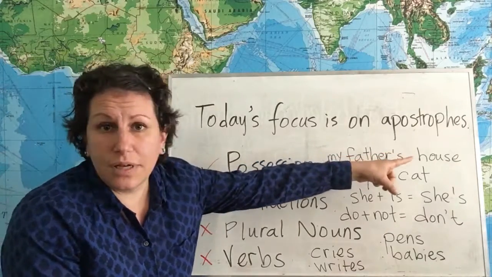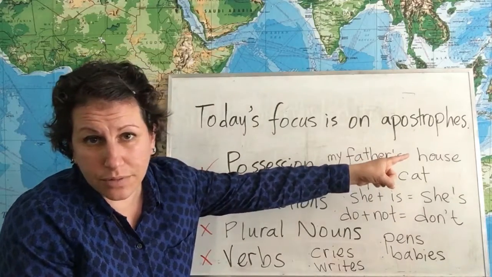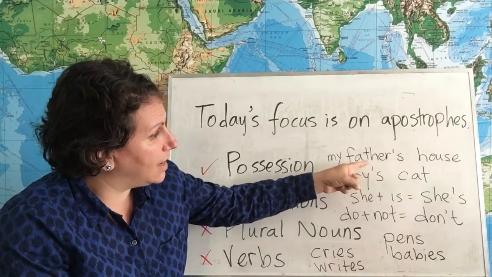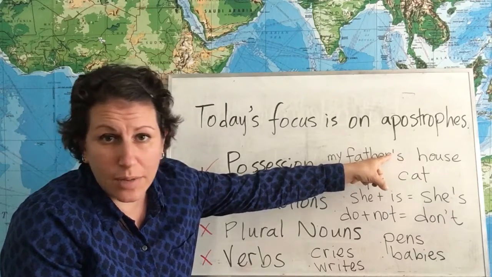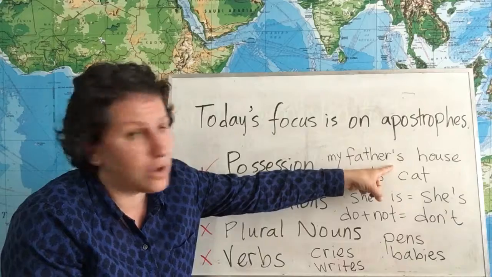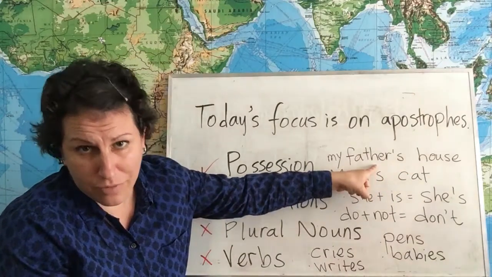My father's house. It's not enough to just say my father house. It's not enough to say my fathers house with an S but no apostrophe. You also need the apostrophe. Apostrophe and the S work together to show that the house belongs to my father.